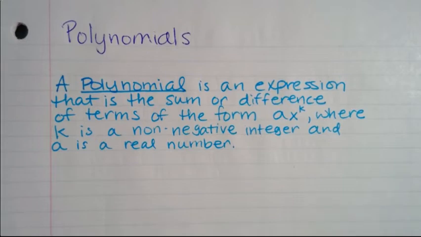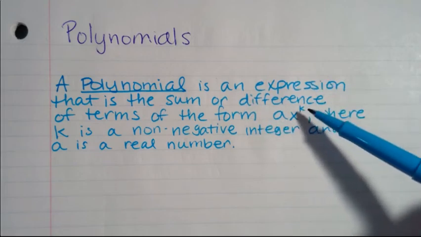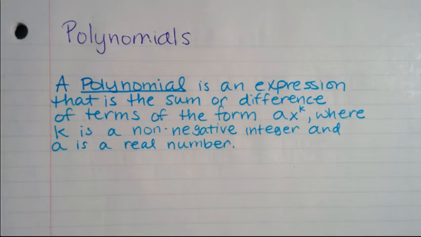Now, the thing about these words, there's monomials, binomials, trinomials, and we'll get into each of those as well, but polynomial covers all of these. So that's why it says where k is a non-negative integer. So as long as k is 0, 1, 2, 3, or any positive integer beyond that.